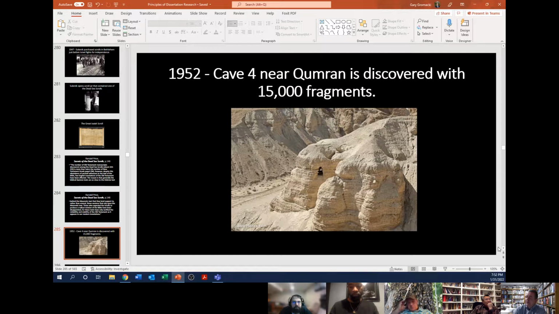So here's cave 4, 15,000 fragments. So there are more fragments than there are scrolls. When we talk about the scrolls, we have to recognize that there were very few intact scrolls. Many believe that cave 4 was a library for Qumran. Qumran ruins are very close to cave 4.